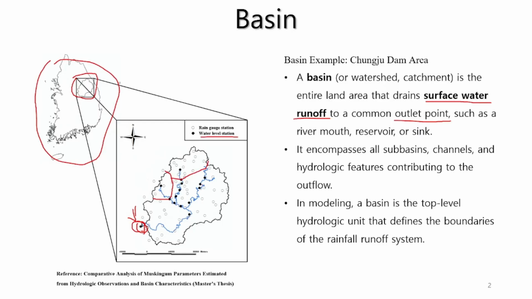In modeling, a basin is the top level hydrologic unit that defines the boundaries of the rainfall runoff system. So if there's precipitation in this area, we use this entire basin to determine how rainfall runoff affects this area.